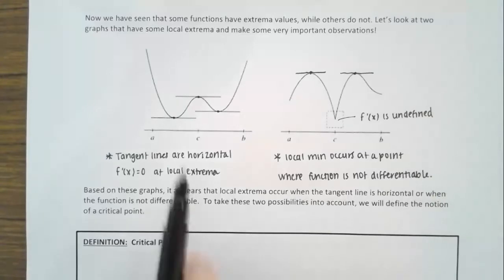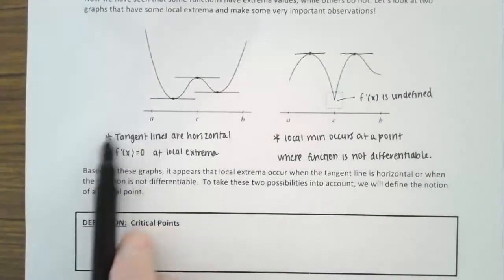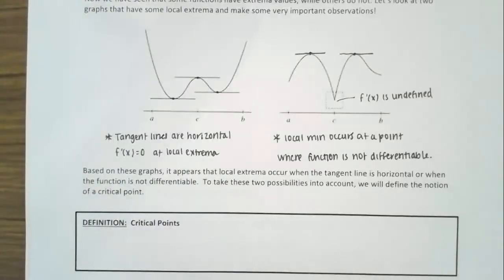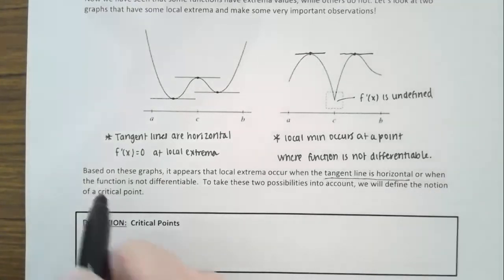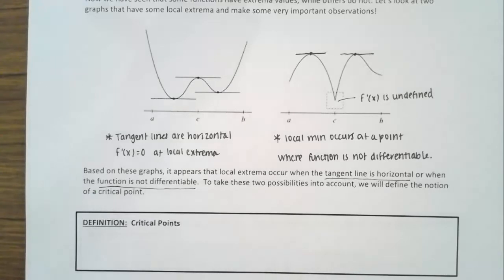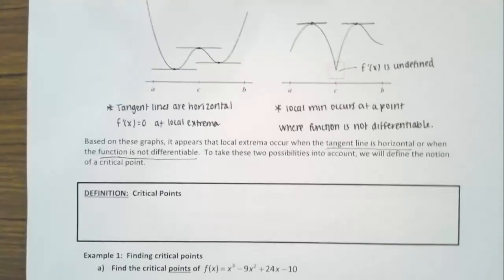And these two concepts are pretty important for what we're going to be talking about, because these are really important things when we're talking about something called critical points. So when the tangent line is horizontal or when the function is not differentiable, something happens at these two instances called a critical point.